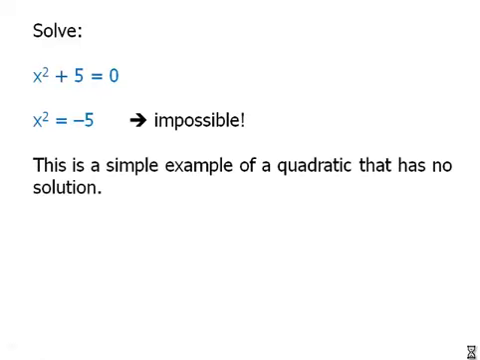Now this one, that's tricky. If we move the 5 to the other side of the equation, we see a problem. There's no way that we can square something and get a negative number. We square a positive, we get a positive number. We square 0, we get 0. We square a negative, we get a positive. But there's nothing we can square to get a negative. This is impossible. This is a simple example of a quadratic that has no solutions.